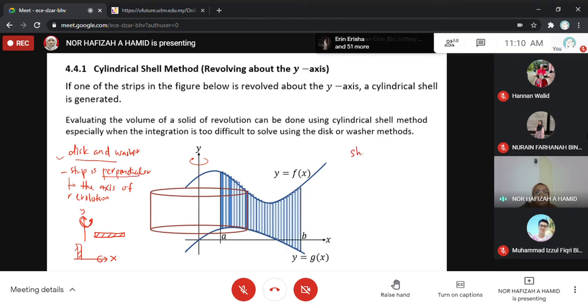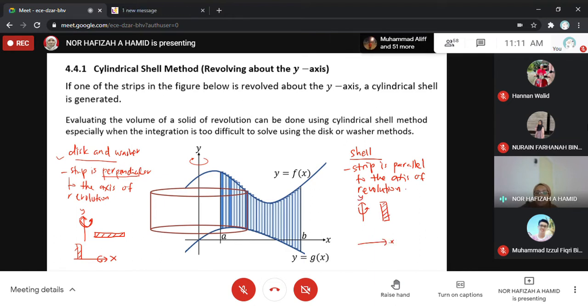For shell method, strip is parallel to the axis of revolution. So for example, if you revolve at the y-axis, then the strip must also be vertical. If the axis of revolution is the x-axis, then the strip must be horizontal. So dia mesti parallel lah. So untuk yang last method ni, shell method, you can refer to this figure.